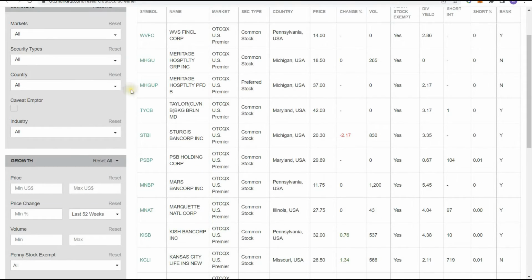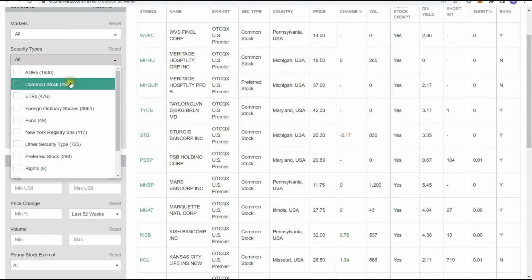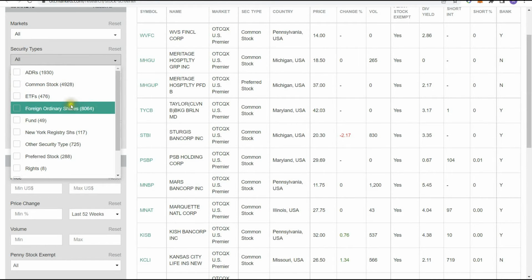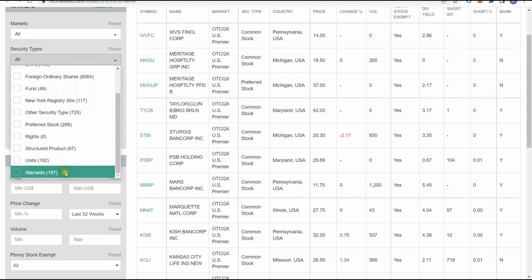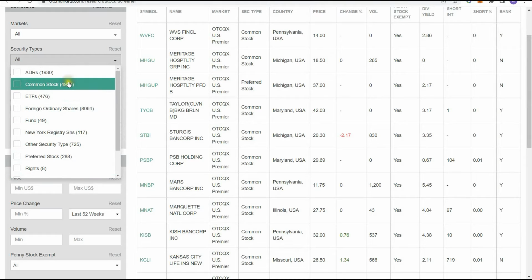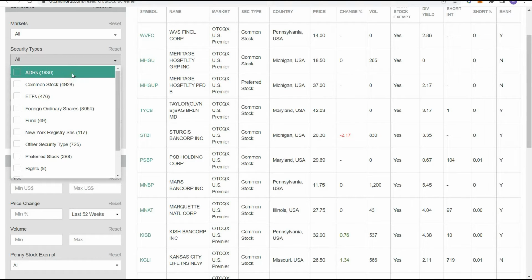The next thing that you may want to screen by is the security types. OTC Markets is not only limited to common stock. You have ETFs, funds, preferred stocks, all sorts of other stuff. You have warrants as well. So if you want to focus just on common stocks, then that's what you want to select. Typically, the only one that I don't select is ADRs.